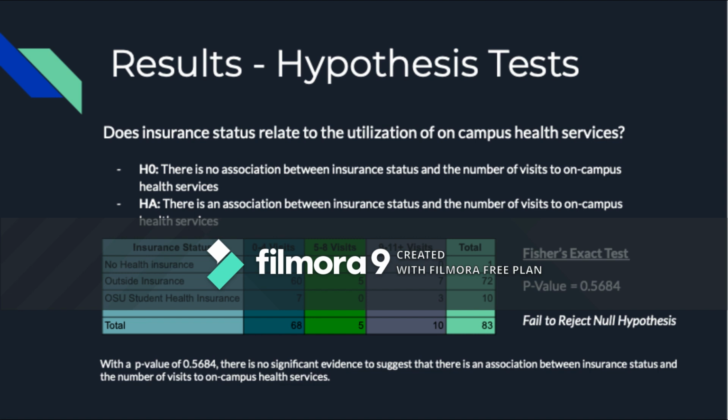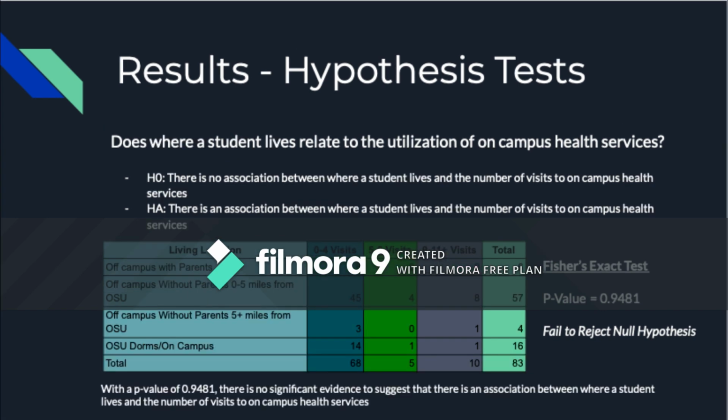However, this time, the dependent variable was the number of visits that the respondents have had to on-campus health centers while at OSU. For this, we also used a Fisher's exact test, which resulted in a p-value of 0.5684. With this, we failed to reject the null hypothesis. There is not significant evidence to suggest that there is an association between insurance status and the number of visits to on-campus health centers. Our second research question addressed visits by location.